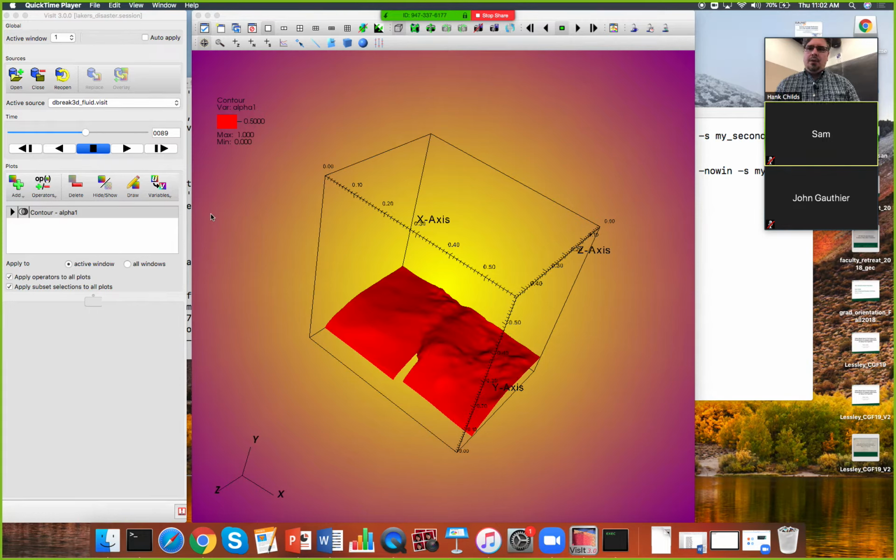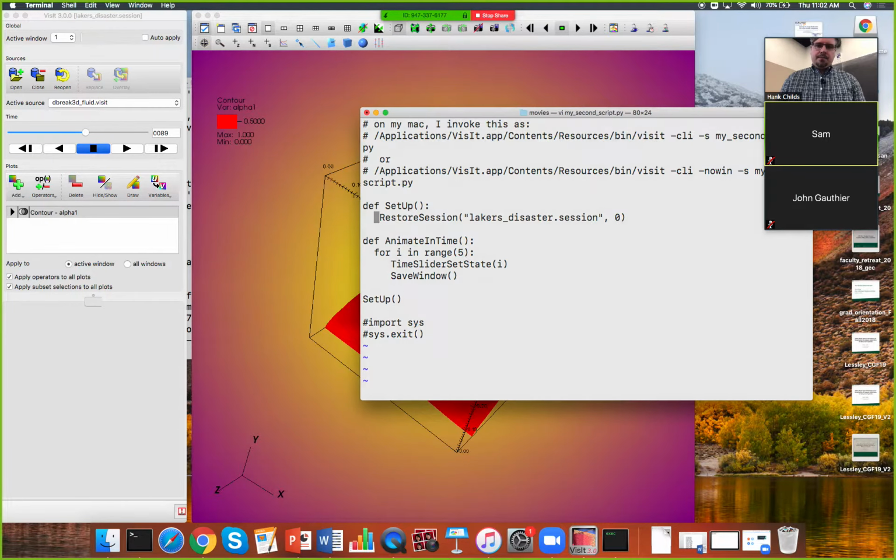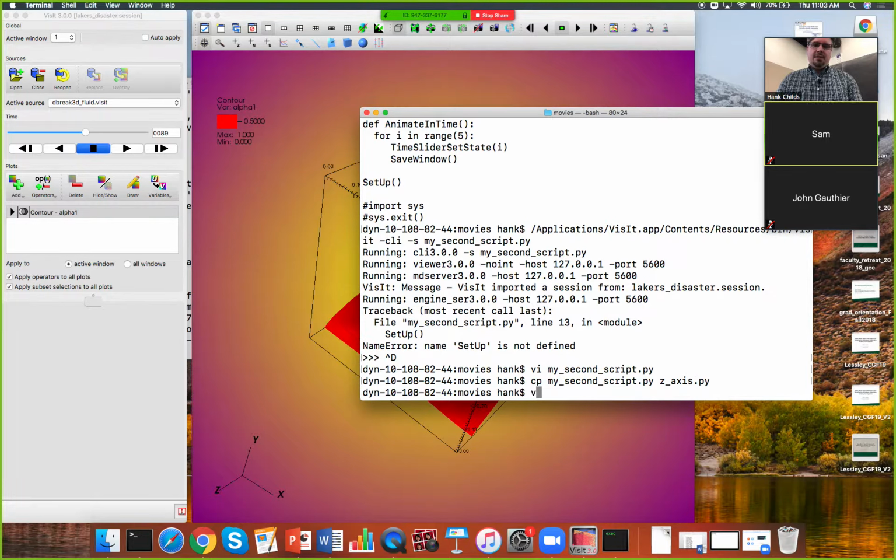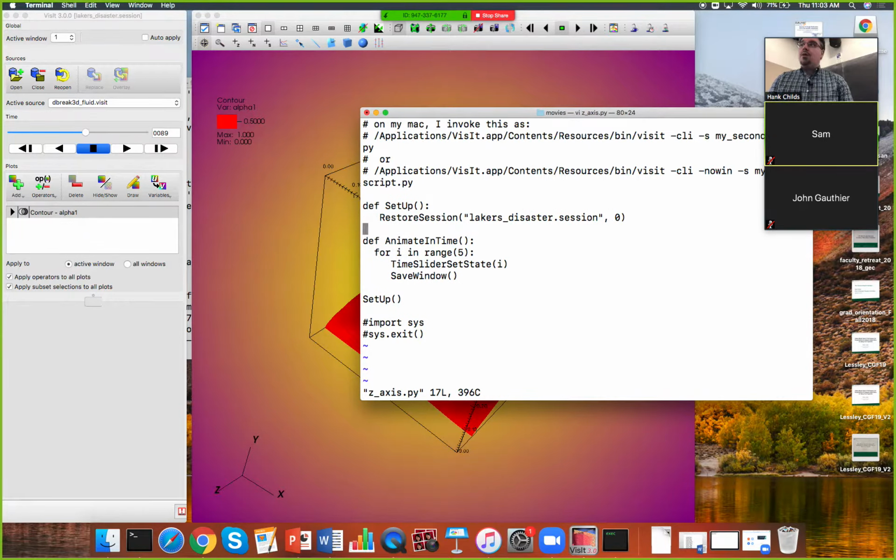Okay, so the ask is how do we do camera animation? So let's do the simplest one. Someone asked to do around the z-axis. Is that right? Correct? Yeah, okay.